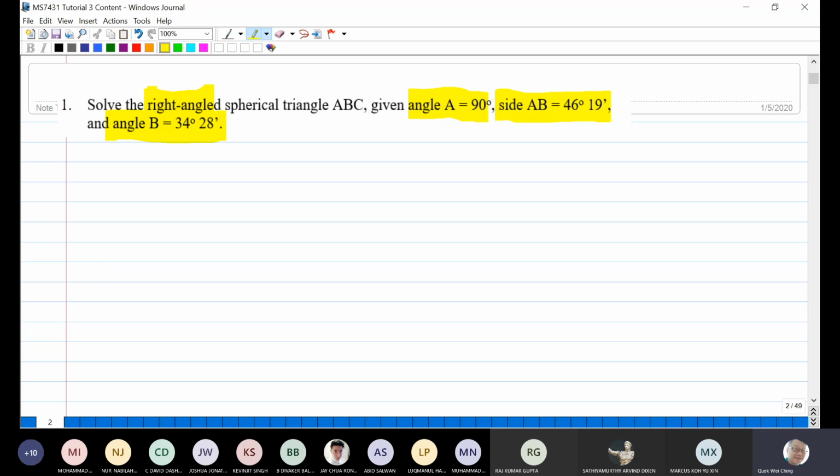So the information is given. Now all you need to do is draw a triangle. It doesn't matter how you draw it. I'm going to draw it this way, with angle A at 90 degrees. This is my angle A. It doesn't matter which one is B and which one is C. So let's say B is here, and then C is somewhere here. So this is my triangle ABC.